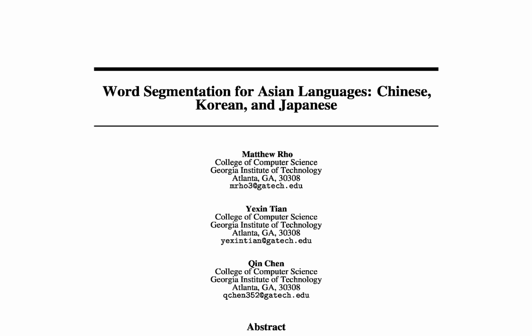The paper provides a comprehensive overview of various approaches to word segmentation in Asian languages, focusing on Chinese, Korean, and Japanese. It highlights the significance of word segmentation as the initial step for many NLP tasks and its challenges due to the lack of explicit word boundary delimiters in these languages.